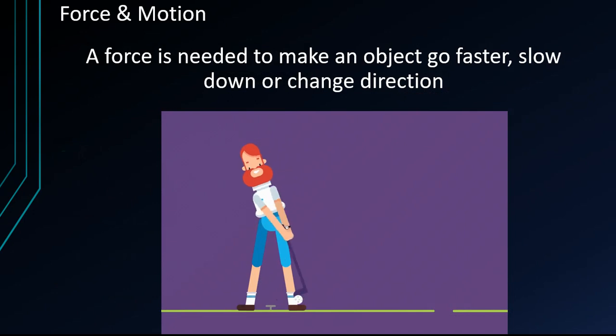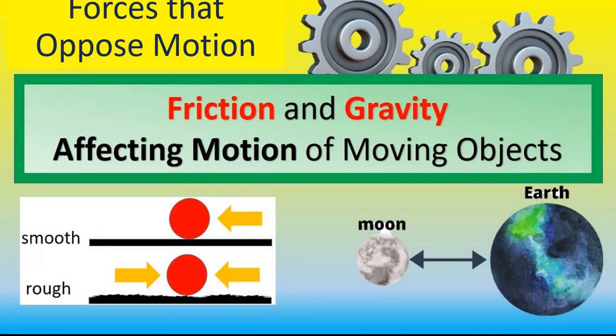All right, so a force is needed to make an object go faster, slow down, or change direction. All that would be considered movement. We have a guy here hitting a golf ball, and it's moving and falling down into the hole right there. Pretty cool. Okay, so when something's moving, you may have noticed if you throw a ball or kick a ball, eventually it stops, right? So there are other forces that oppose motion. The main ones we'll be talking about are friction and gravity.